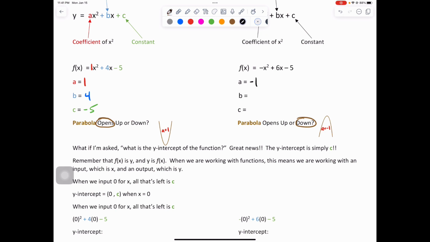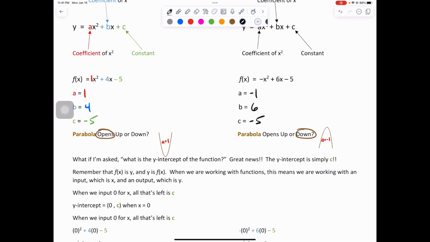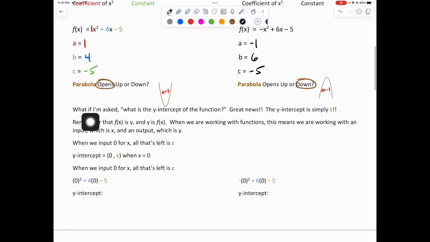All right, so now our b value is the coefficient of x. And what's the coefficient of x here in this case? Yes, wonderful job. I will put that down as well. And our constant, yes, negative 5. Thank you. It does stand alone. Wonderful work so far. All right, but what if I'm asked, what is the y-intercept of the function? Great news. The y-intercept is simply c.